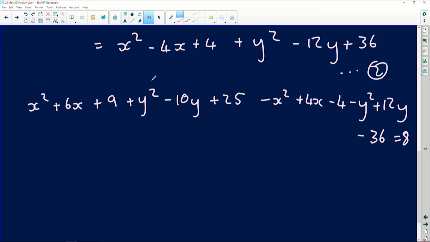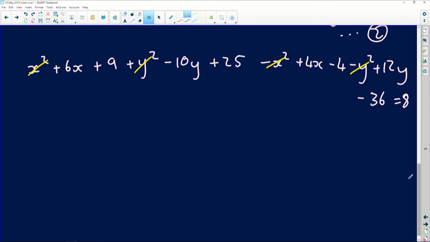Now let's do a bit of cancellation, guys. I'm going to have x squared and x squared. That's going to cancel, as well as y squared and y squared. That's also going to cancel. So if I look at this piece over here, I'm going to have 6x plus 4x. That's going to get me 10x.